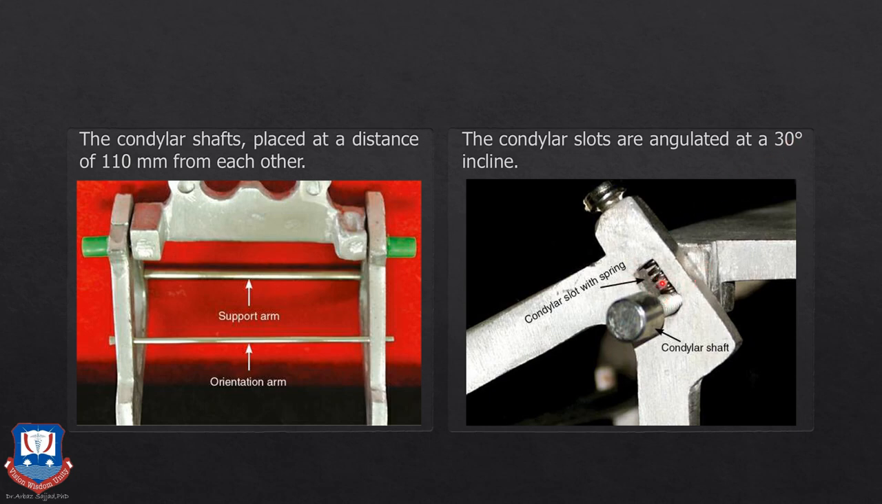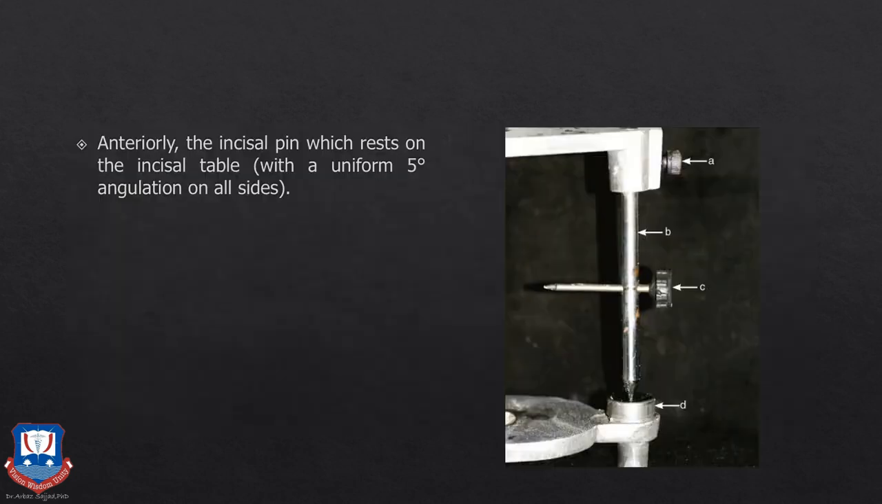So this is set at 30 degrees, and that's why it is a class 2A type of articulator, which incorporates arbitrary values. And the incisal table is set at a uniform 5 degrees, or in some articulators it will be set at 10 degrees. So this was the articulator that you guys use routinely in the lab and in the procedure department.